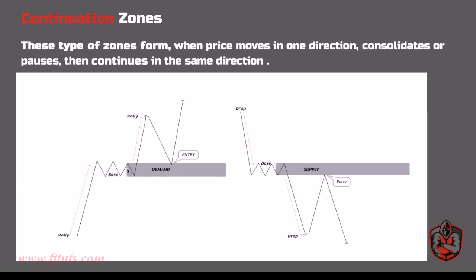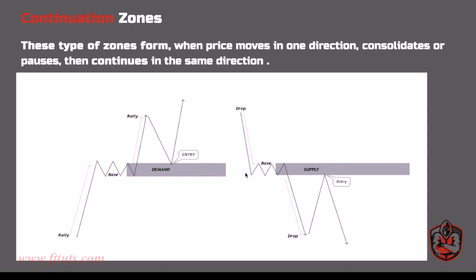Now that pause, that area of consolidation creates an area of demand, right? So when price pushes up from there and starts to pull back into this area, that means it would have mitigated an area of demand where we would look to then enter to continue the move over to the upside. That is why it's called a continuation zone, right? Because essentially all it is, price is continuing over to the upside.